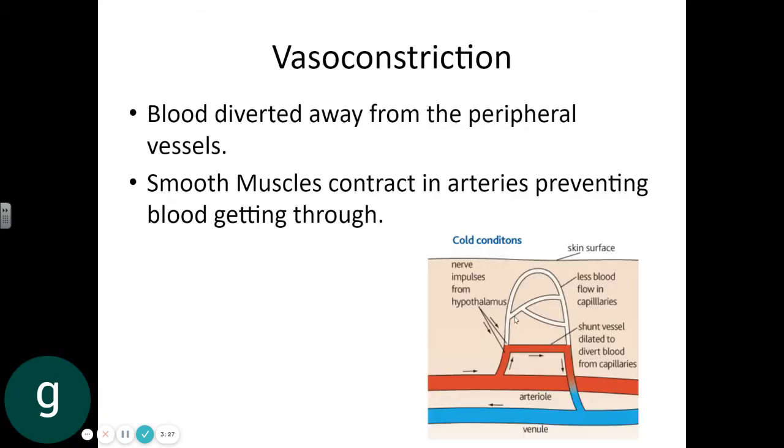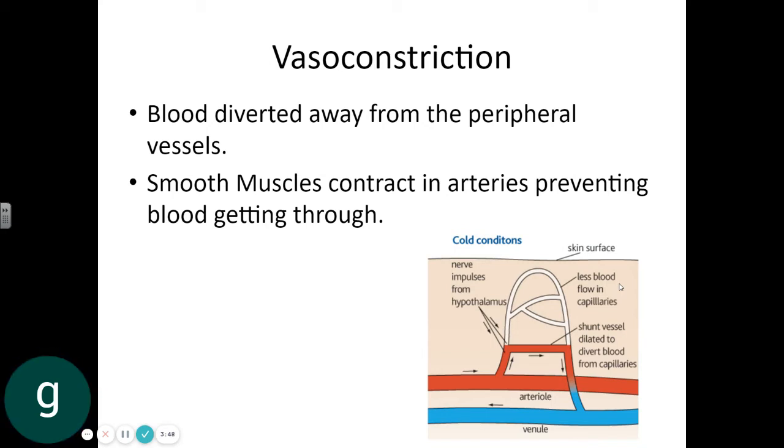The opposite can happen: these shunt vessels can vasoconstrict to reduce blood flow to the skin. At the moment, you're probably not incredibly flushed, so you're probably mildly vasoconstricted to prevent all of your blood going to the surface of your skin. But it can go further.